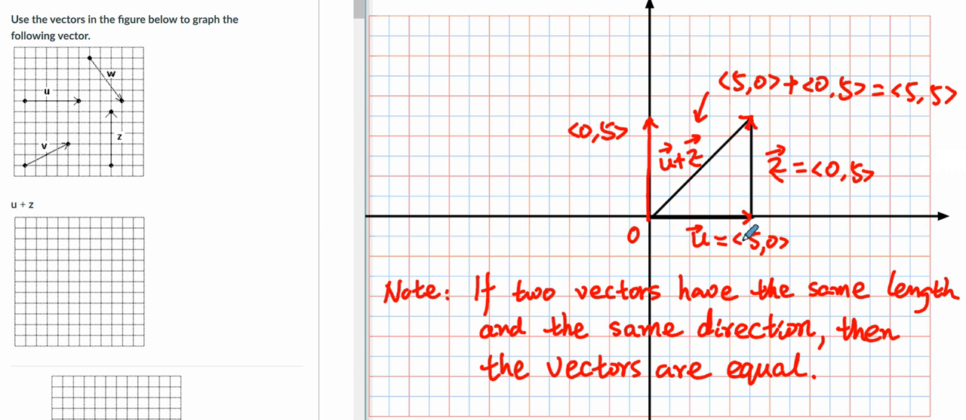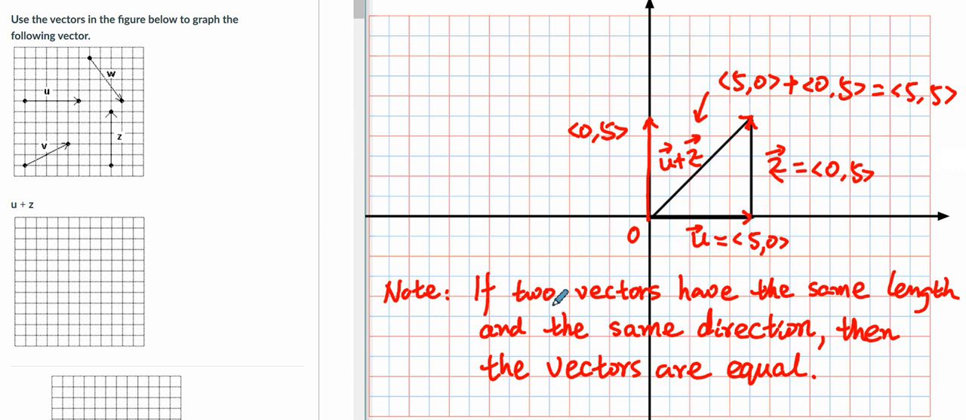Be careful here, we use the arrow, not the round bracket. We use the sharp bracket to denote the vector. That's one thing we want to be aware of.